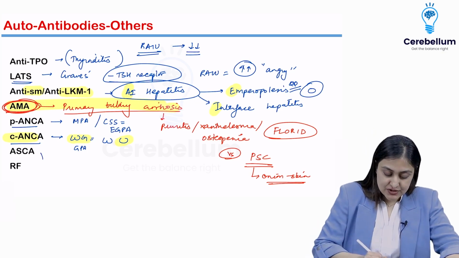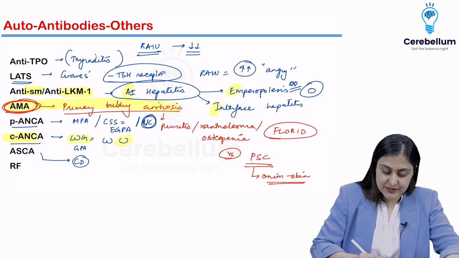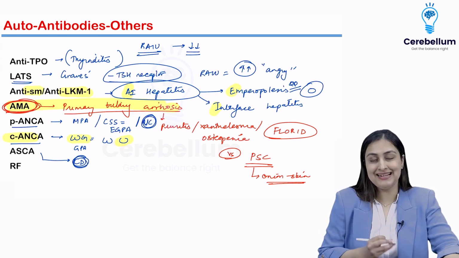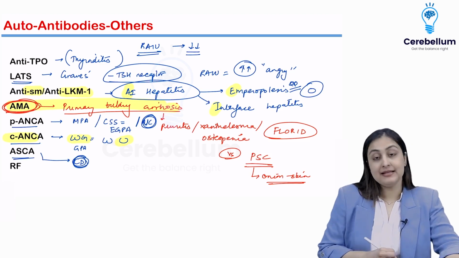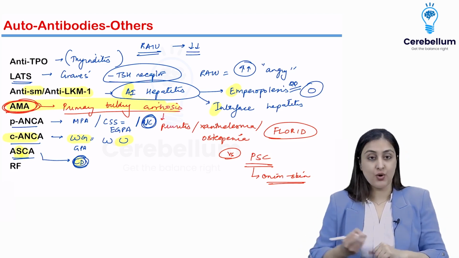Okay, then we have ASCA, which is positive in Crohn's disease. Remember atypical P-ANCA in ulcerative colitis, whereas Crohn's disease shows you anti-Saccharomyces cerevisiae, that is ASCA. So, Sir and Sir with Crohn's disease.